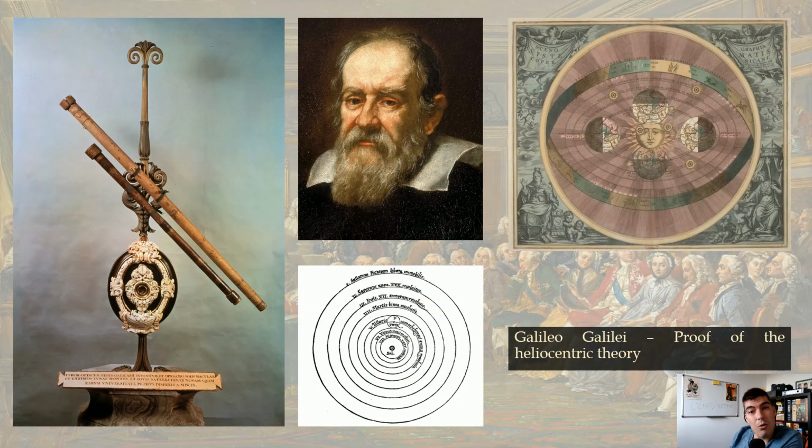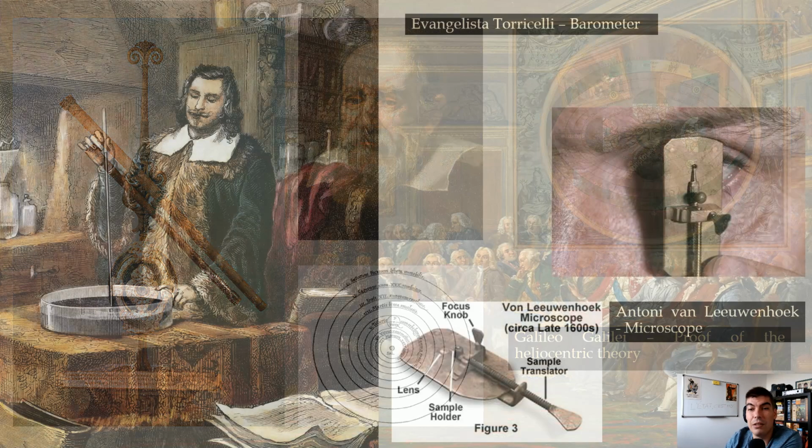Galileo Galilei proved the heliocentric theory of Nicolaus Copernicus, okay, that the Earth rotates around the Sun and not the other way. It was thought that the Earth was the center of the universe and all the celestial bodies revolved around the Earth. This was proven wrong, and now we know that the Earth revolves around the Sun.